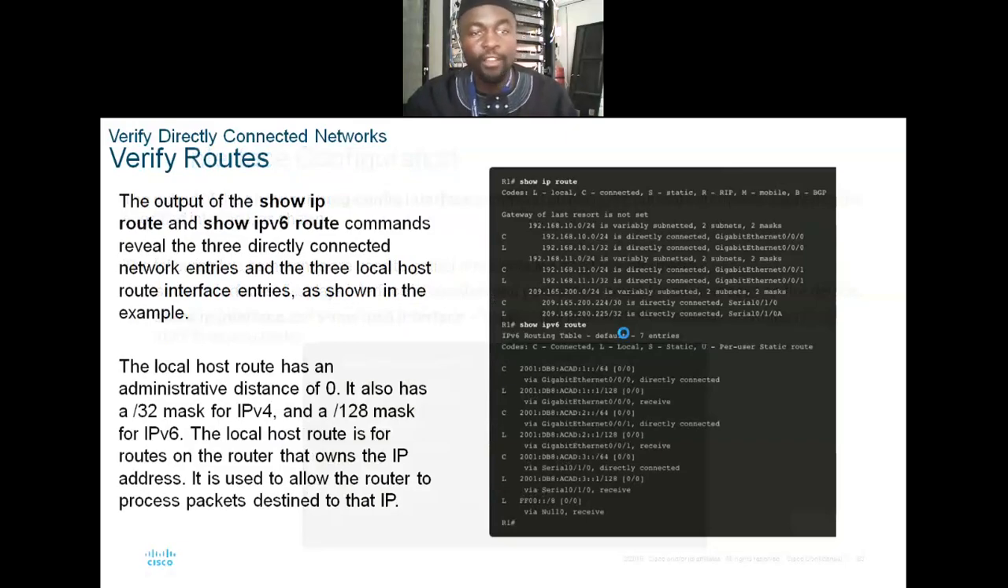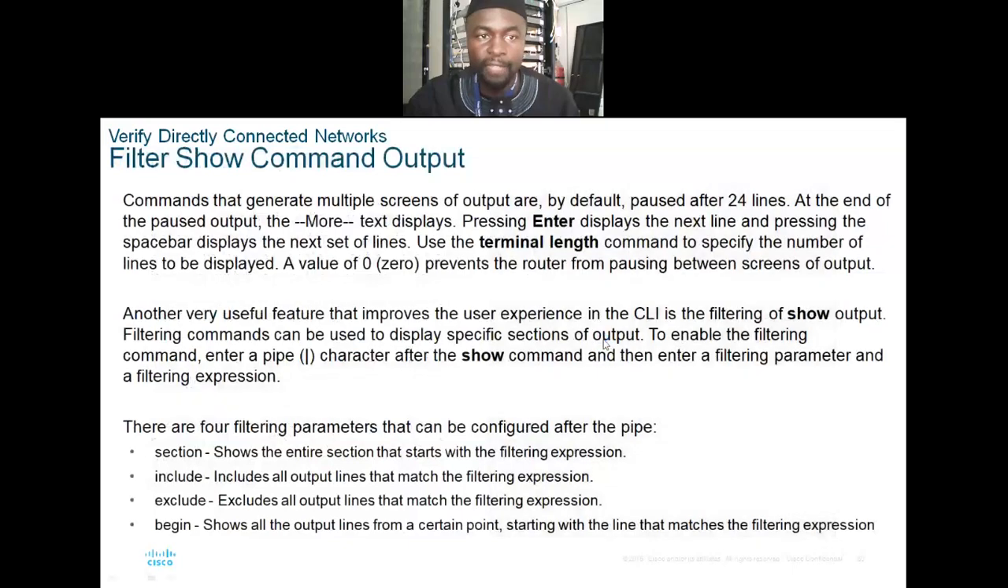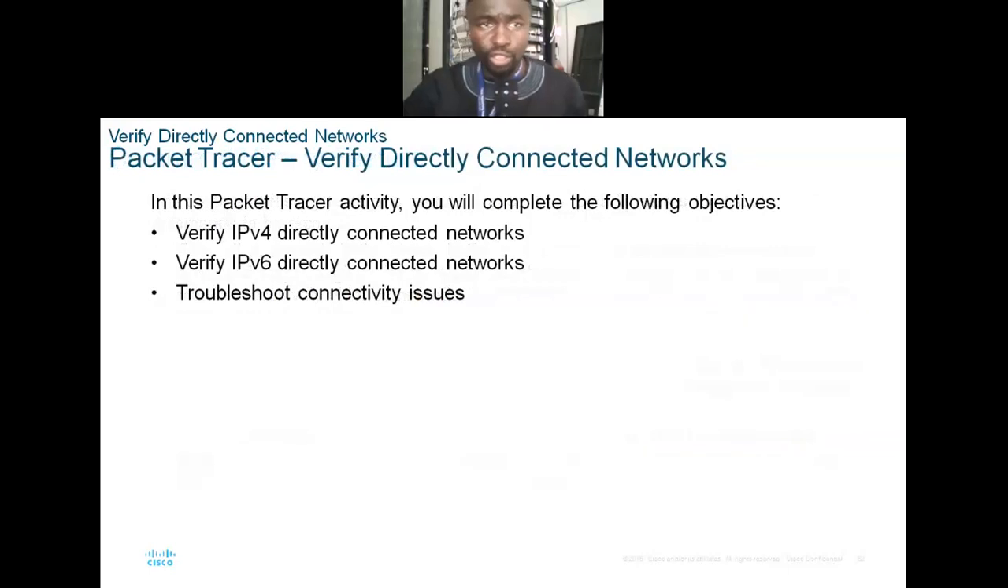You can verify your route by the show IP route or show IPv6 route command. These commands actually display the content of your routing table in your router. The content of your routing table in your router. Then you can also use the filter commands in order to narrow down your search. So basically the remainder, I'm sure you are going to read on your own.